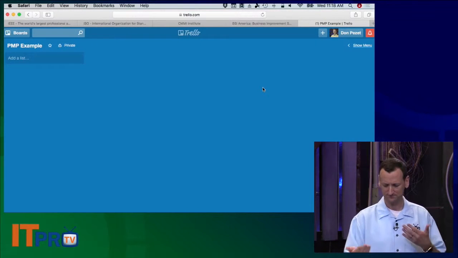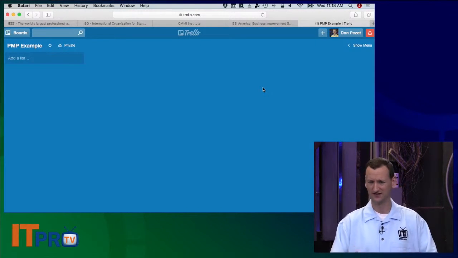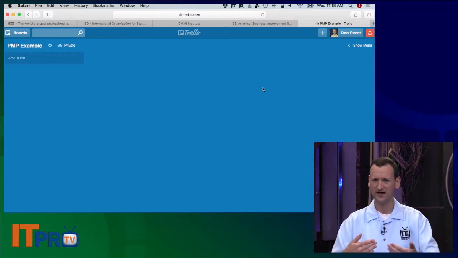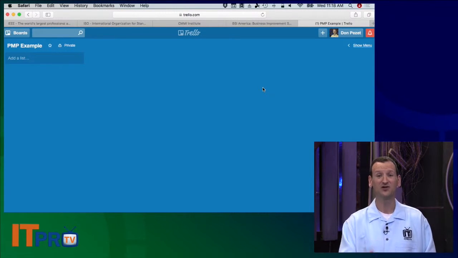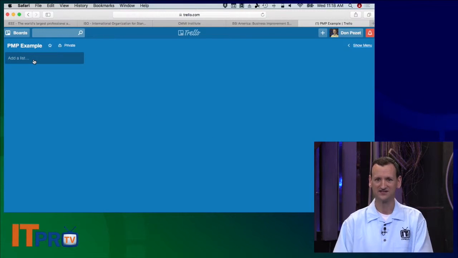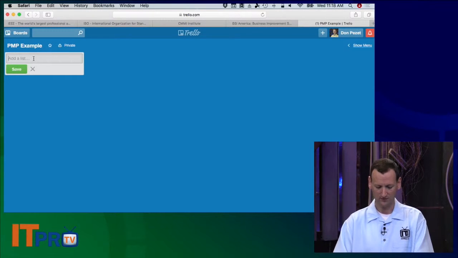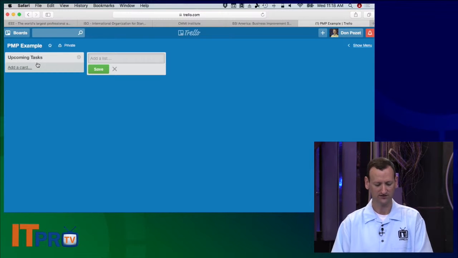Trello is like a to-do list kind of software for tracking your own stuff, but it's also great for projects, and it follows Kanban's methodology. When you come in and you whip up a project, you create what are called lists, and the lists are effectively bins. I could have a bin called work breakdown structure or tasks or whatever. So I might call it upcoming tasks. All right, so there's that list.